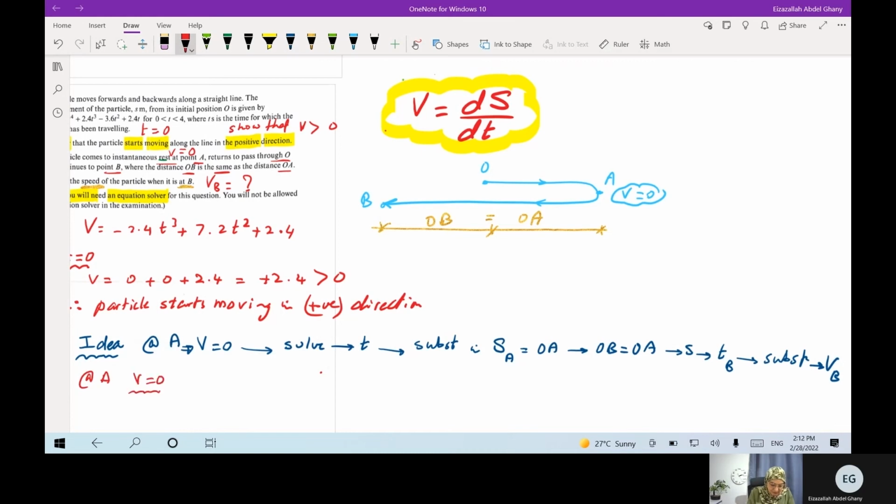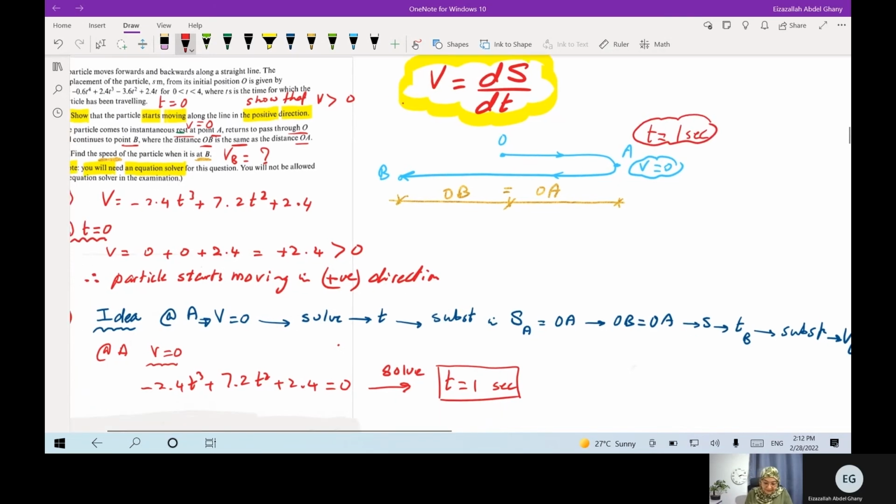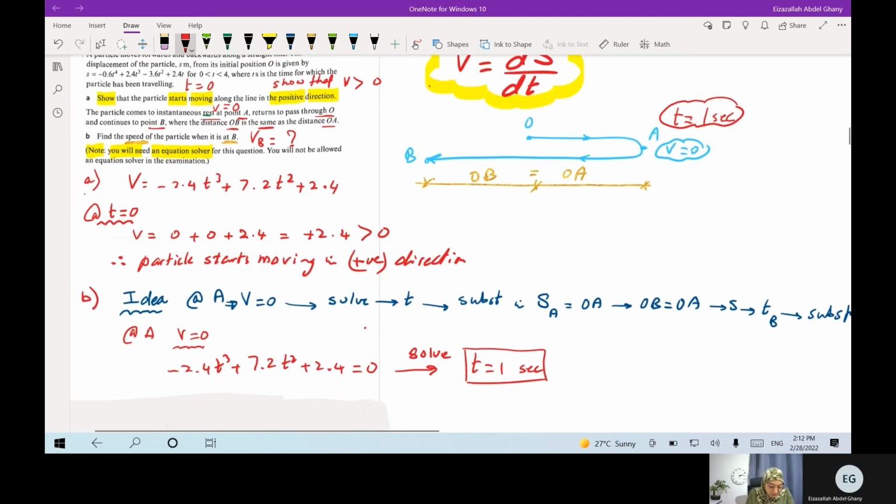He gave this information. So now, negative 2.4 t cubed plus 7.2 t squared plus 2.4, when you equate it to 0 and use the equation solver, you will get only one value, t equals 1 second. So it means at A, the time will be 1 second, but we need to find the displacement at A.